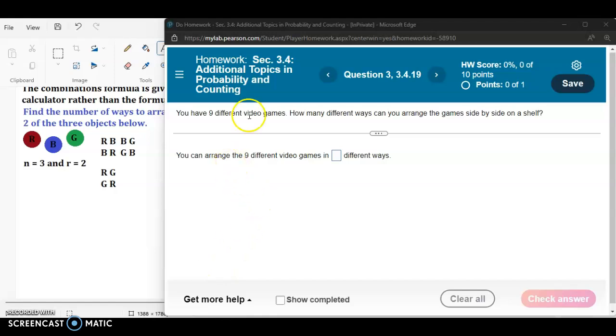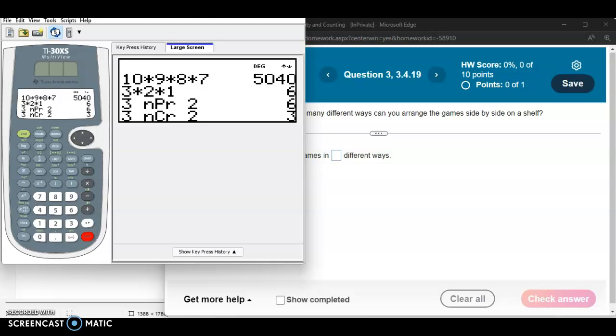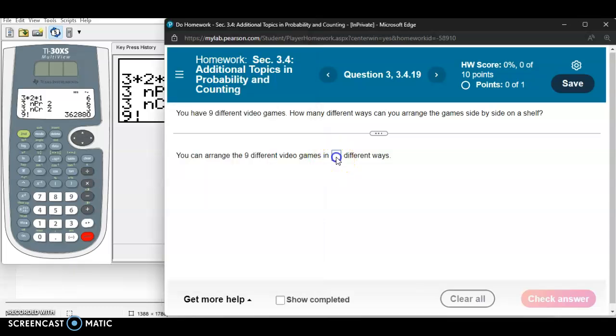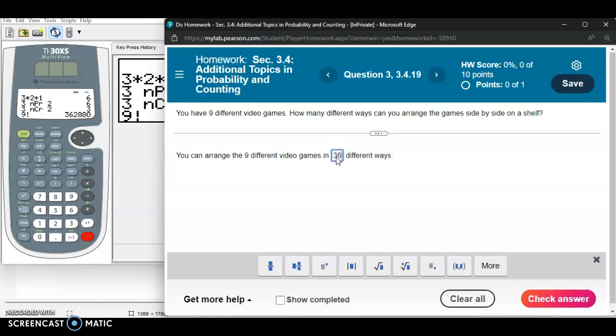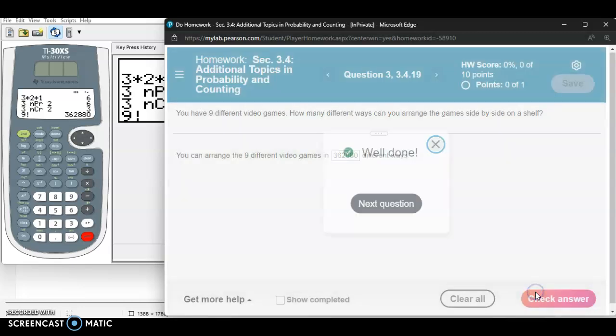Since we're selecting all 9 of the video games, we're going to use the factorial function to answer the question. So it'd be 9 times 8 times 7 and so on, all the way down to 1, or 9 factorial. And we can see that 9 factorial is 362,880. So just over 362,000 different ways that you can arrange those 9 video games on your shelf.